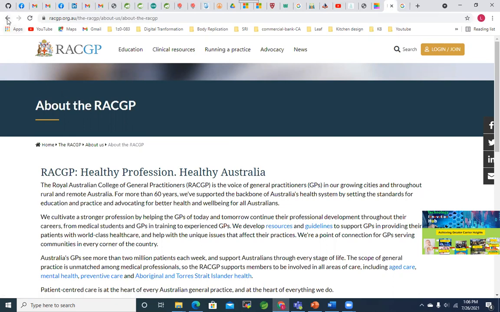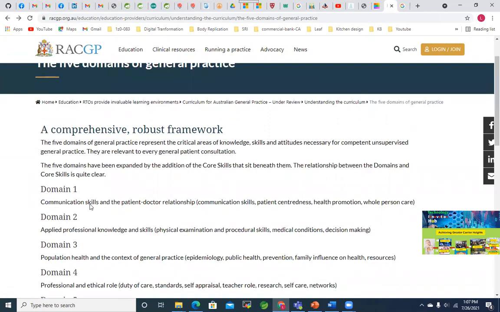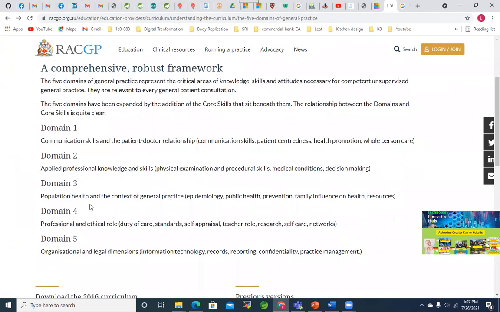So what they are telling, you can see, is a comprehensive, robust framework. The 5 domains of general practice represent the critical areas of knowledge, skills, and attitudes that are necessary for competent, unsupervised general practice. They are relevant to every general patient consultation, right? So they are talking about these 5 domains. This is especially for the biology and medical side, so you can go to that one as well.